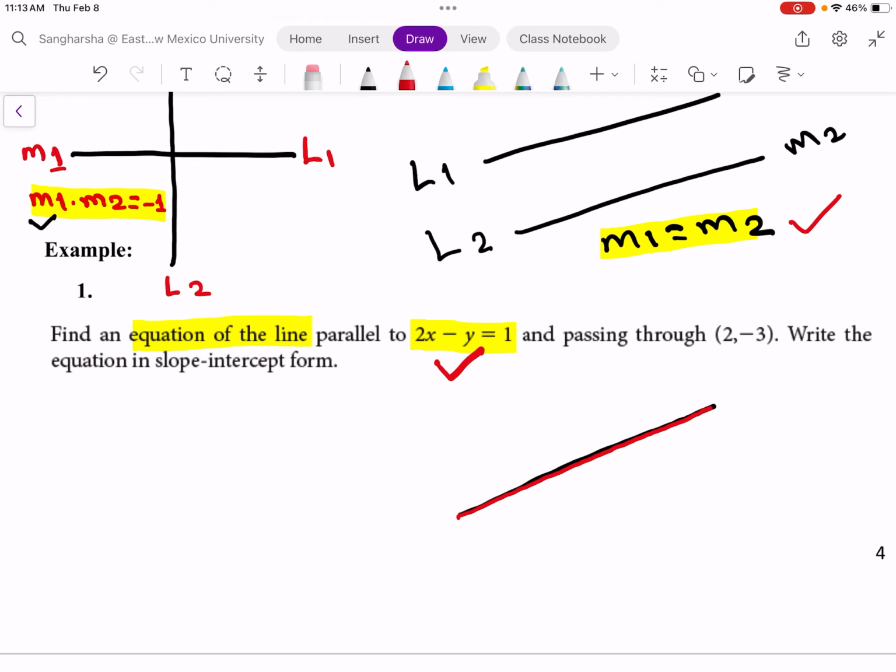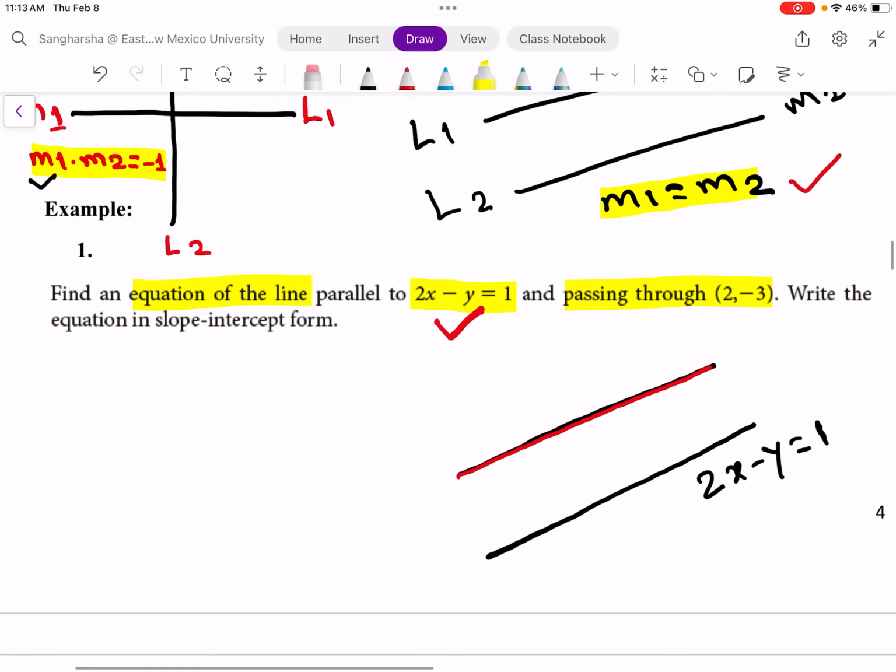So this is a straight line. Let me draw that line here. Since it's parallel, we draw a parallel line, and the equation of this line is 2x minus y equals 1. And the next thing, this line is passing through (2, -3). Now what does it mean by passing through (2, -3)? Where do we find that (2, -3) point?